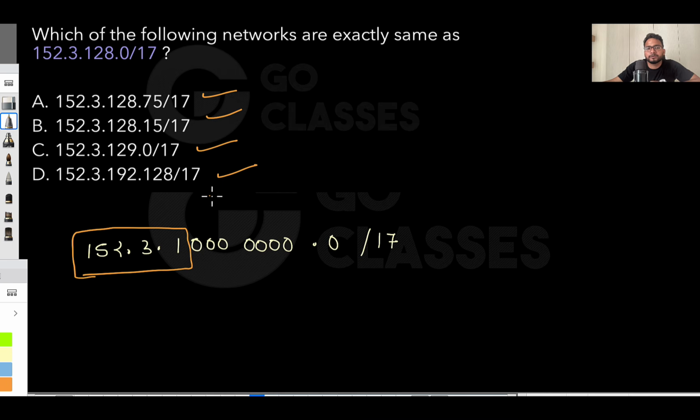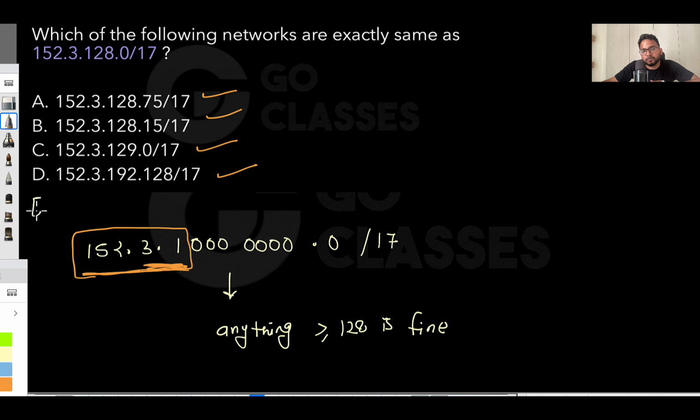So since this bit is 1, which means 128 is the minimum that should be there, and then you can keep changing this. You can write anything greater than 128, right? So anything greater than or equal to 128 is fine. Suppose one of the options is 152.3.64, or something lesser than 128, maybe 127, 126 or anything, like 120.0 slash 17. Then this is not the answer, right?